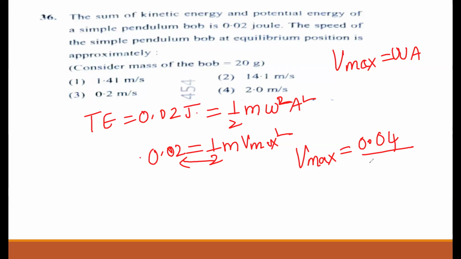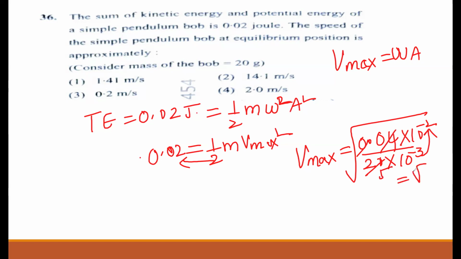20 grams means 20 into 10 power minus 3, under root. So here remove the decimal. We have 10 power minus 2. So it is 10 by 5, so it would be root 2 meters per second. But root 2 is 1.414. So the first option here, 1.414, is the answer.